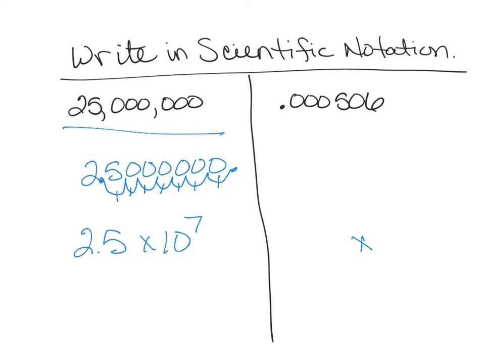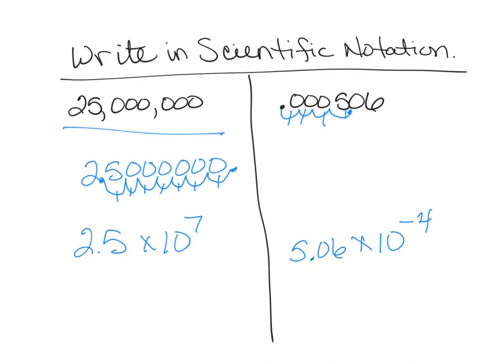My next one is going to be a negative exponent because it's a small number. I'm going to jump past, not quite. There it is. 5 and 6 hundredths times 10 to the power of negative 4.